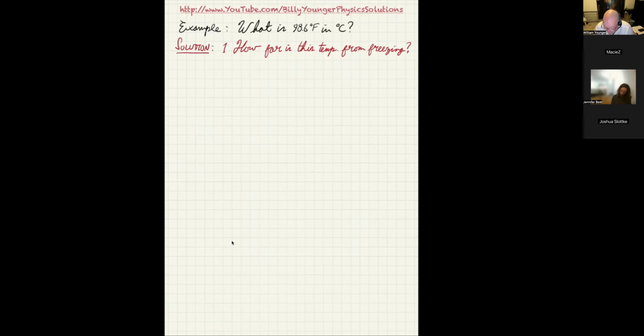We will notice, by the way, that this is a good time to use 100, but not for 98.6 Fahrenheit. For 98.6 Celsius, it'd be a good time. So what I'm going to do is take 98.6 degrees Fahrenheit, and I'm going to subtract 32.0 degrees Fahrenheit from it.